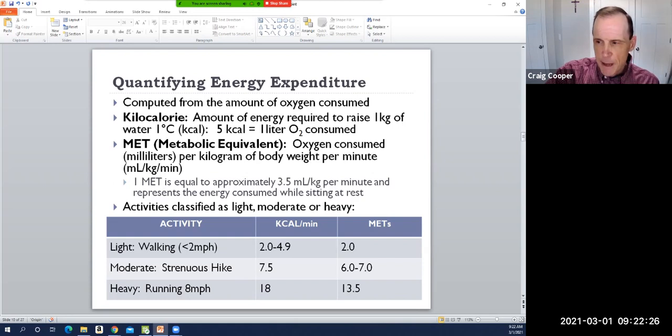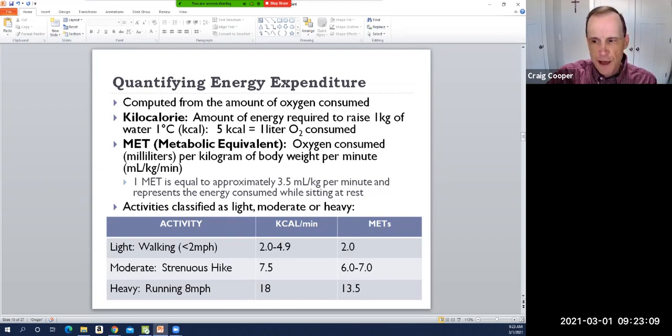This MET, the metabolic equivalent, is basically 3.5 milliliters per kilogram per minute. That's our VO2 max kind of units, and that's where it's derived from. One MET is essentially our resting metabolic expenditure. So at rest, on average, we burn about 3.5 milliliters of oxygen every minute per kilogram of body weight. A bigger person will burn a higher total volume of oxygen, but proportionally it should be about the same. And so we can use those MET units to judge intensity.